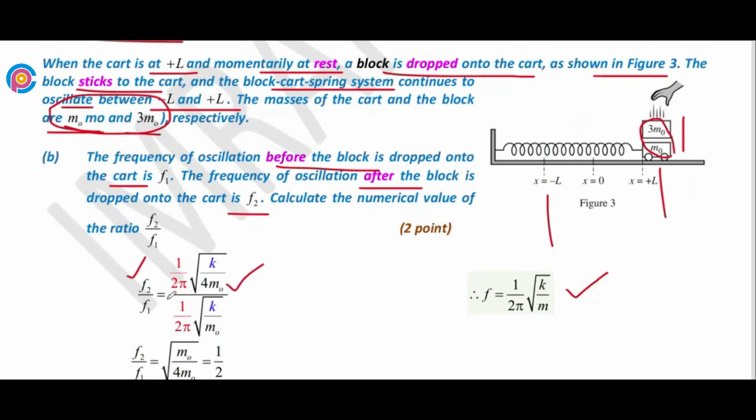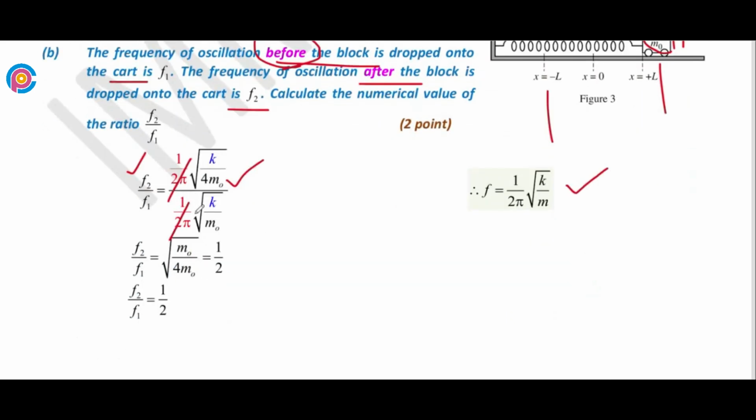So k is the same, and 1 over 2 pi is a constant. In the case of f1, the only change is that the mass is m naught, before the block is dropped. So 1 over 2 pi cancels, k cancels. So we have the square root of m naught over 4 m naught.